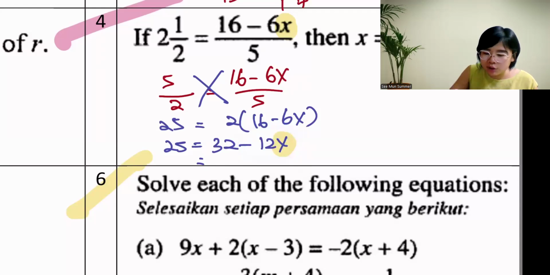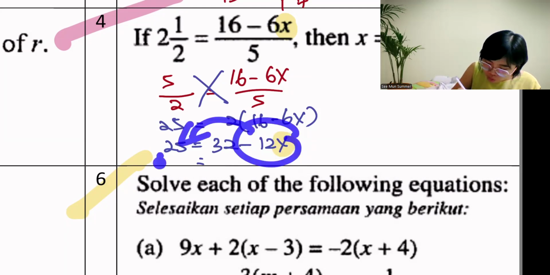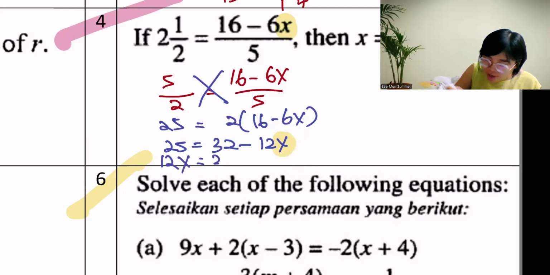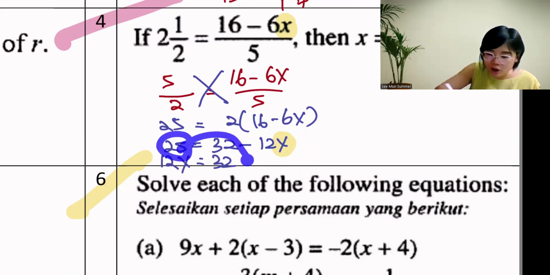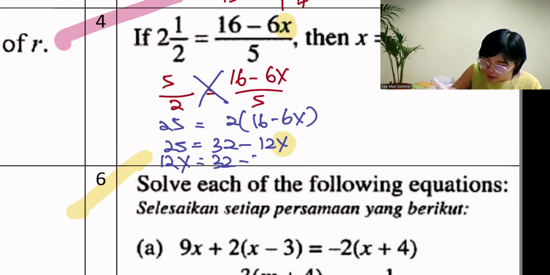So x needs to move. So negative 12x has to move here, so that it will become positive 12x, correct? So I put 12x. And since 12x is already here, the 25 needs to go away, correct? So straight away it goes, so it becomes minus 25. So I have 12x equals 32 minus 25, which is 7. So what is my answer for x?